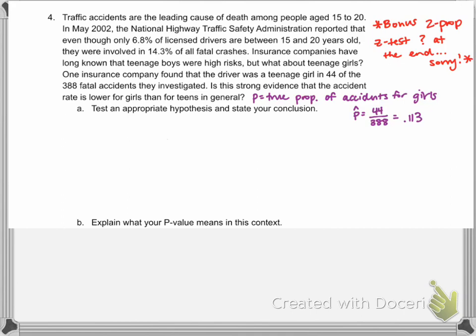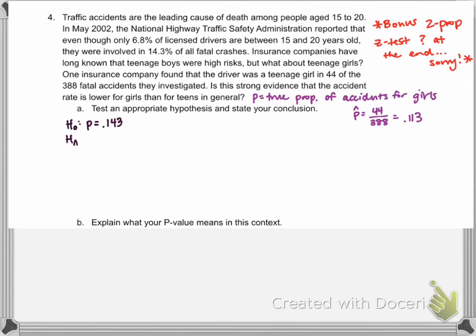But we'll still do this problem. You already did a 1 proportion z-test at the beginning, in question 1, so I'm going to go through this quickly. Again, define your parameter: the true proportion of accidents for girls is what I'm trying to say something about. Then I found my p-hat from the problem: 44 out of 388, or 0.113. I'm going to go through the PHANTOMS process quickly, because we already talked through all this in problem 1.